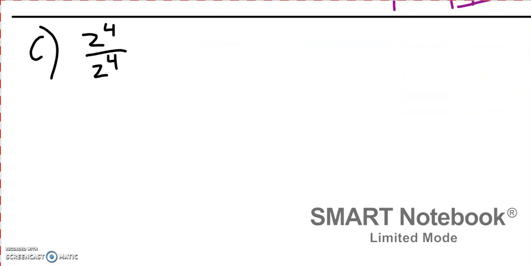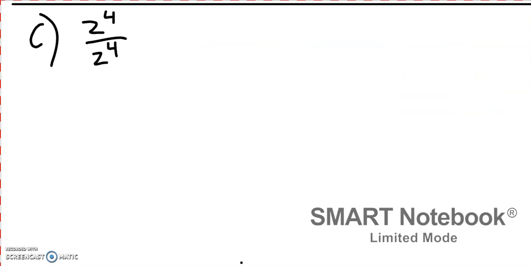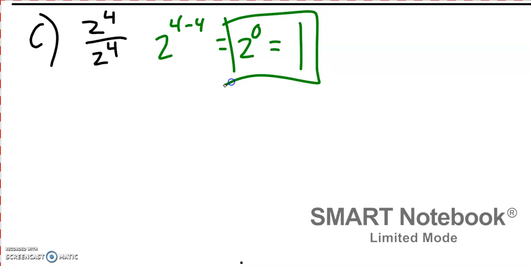Let's look at z. So we have z to the 4th over z to the 4th. It might ring a bell right here and say, oh, well, they're the exact same. If that doesn't happen, and it's common that it doesn't, we can apply our quotient property. So z to the 4th minus 4, so we get z to the 0th, and we know that anything raised to the 0th power is going to be 1. So our final answer here is 1.